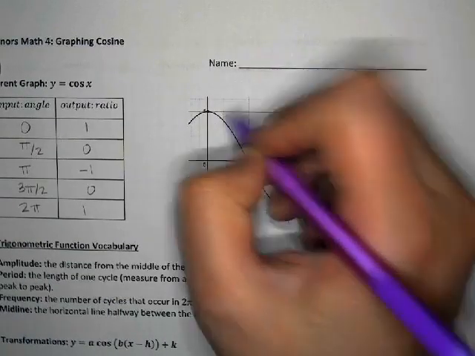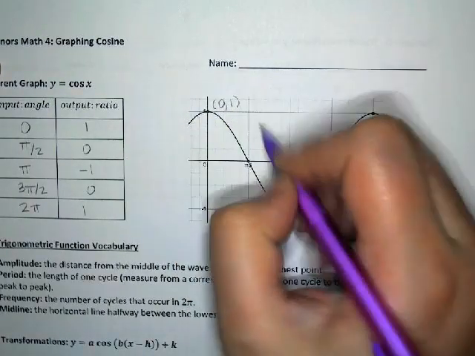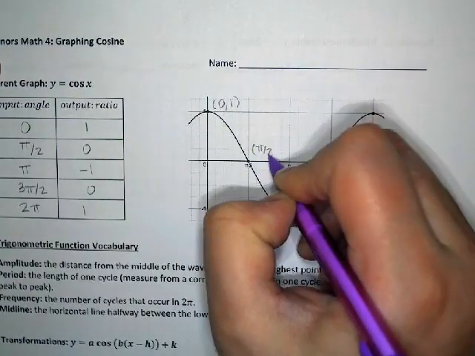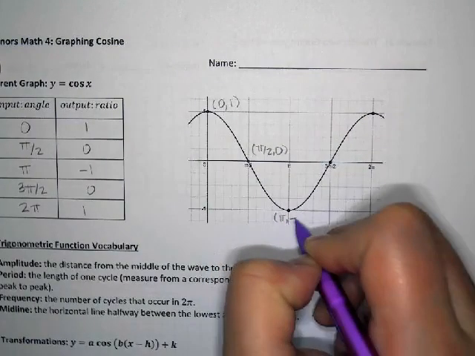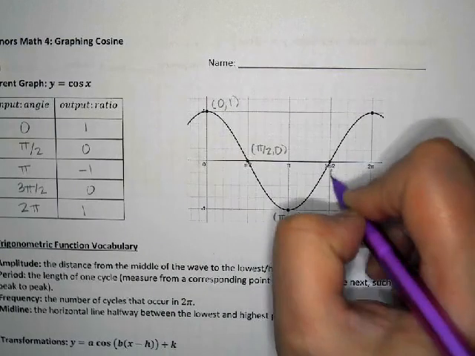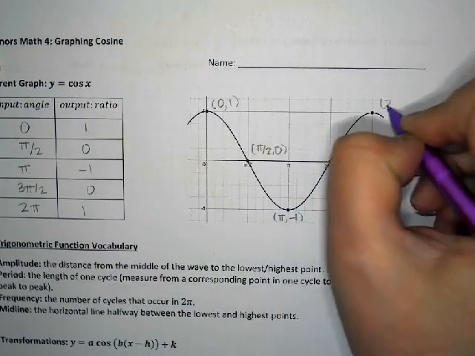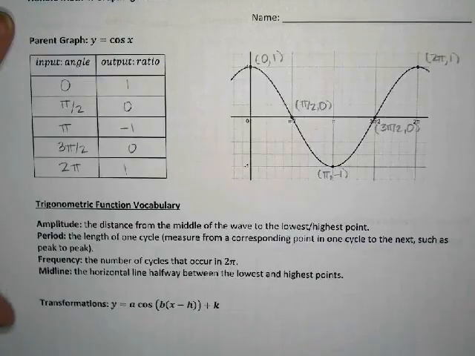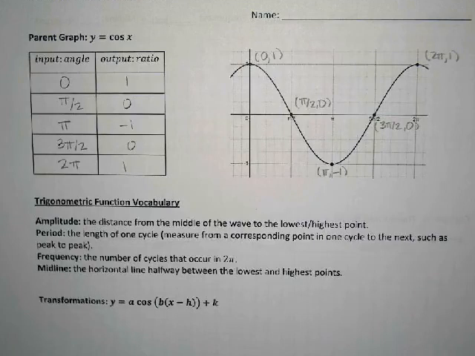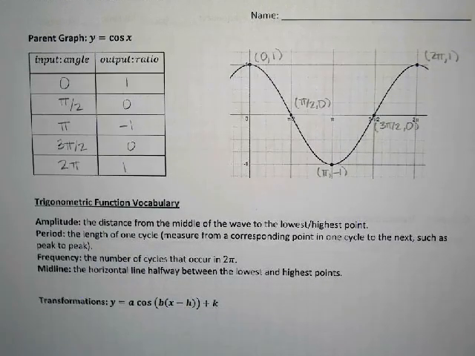So we're going to go ahead and write these points down. 0, 1. Pi halves, 0. Pi, -1. 3 pi halves, 0, and 2 pi, 1. All right. So now since we're back to cosine graphs, we have amplitudes again, we have midlines again.